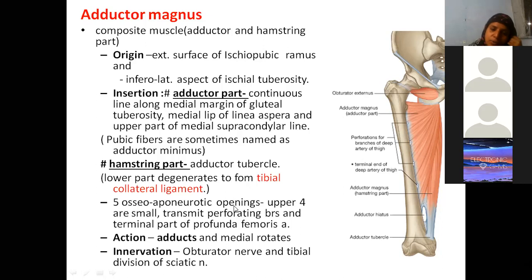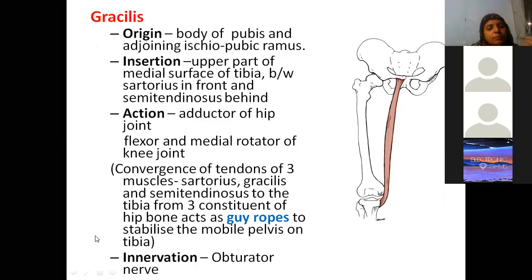Okay, so upper 4 are small and they are transmitting the perforating branches of profunda femoris, and the lower one is allowing the passage of the femoral artery to continue as popliteal artery. Okay. So we know function is the same, adduction and medial rotation of the hip. Innervation is obturator nerve and also the tibial part of the sciatic nerve.